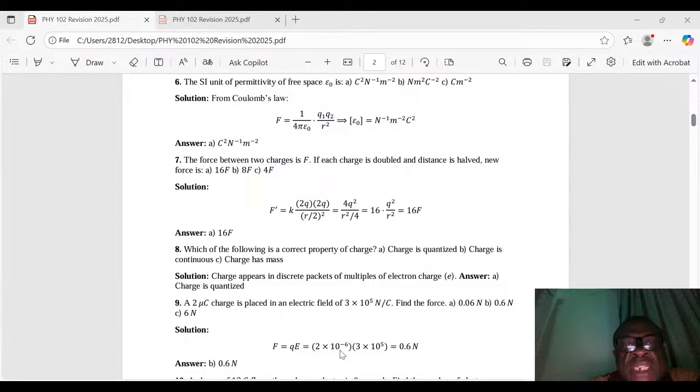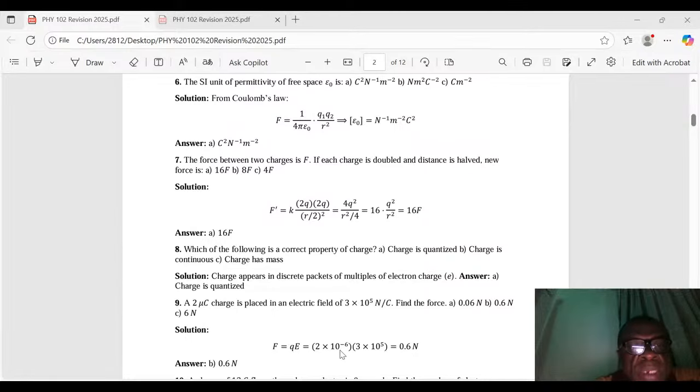Then number 7, the force between two charges is F. If each charge is doubled and the distance is halved, the new force is A, 16F, B, 8F, C, 4F. So looking at the solution from Coulomb's law, we have Q1, Q2, and in this case, we have 2Q, and by the time you substitute the formula and evaluate, you have 16F, and then the answer is 16F.